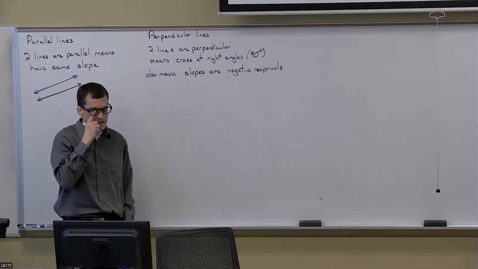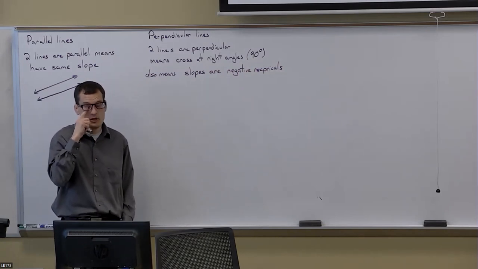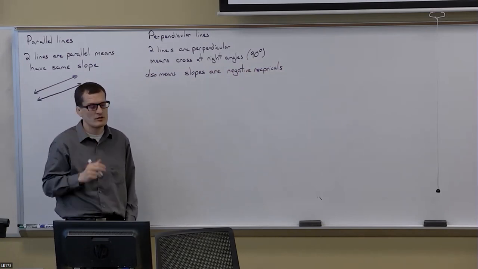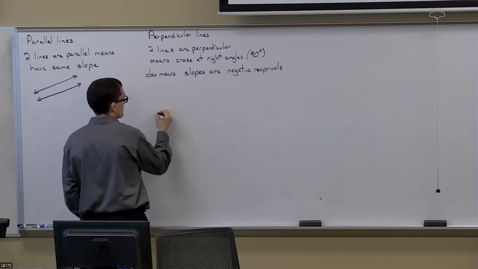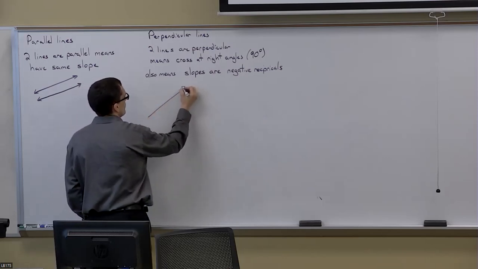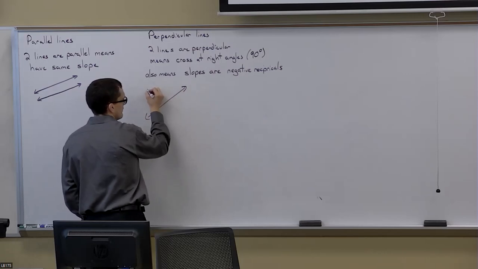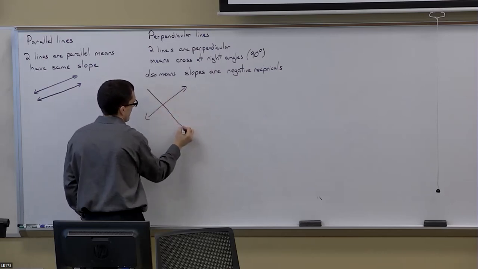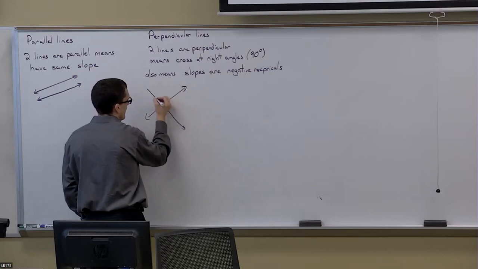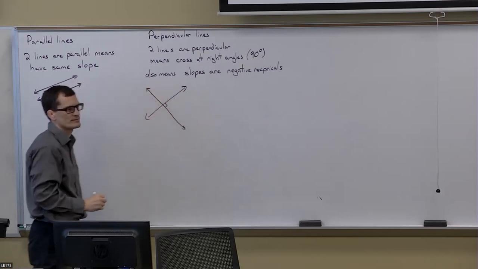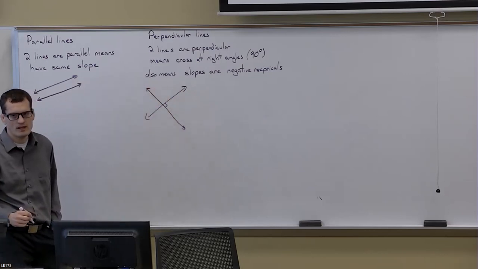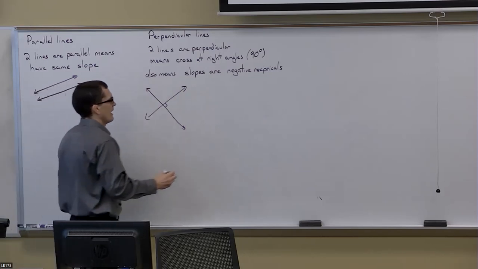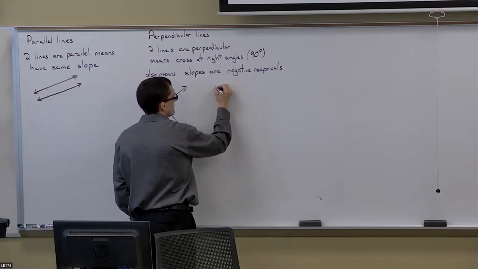So with parallel lines, we have the same slope. With perpendicular, our slopes are negative reciprocals. Now, I'm going to do this the geometric way. So geometrically, looks like right angles. Okay. And then let's talk about negative reciprocals.